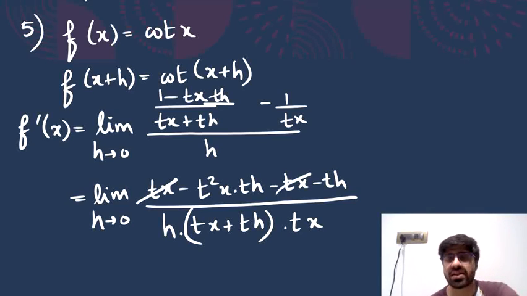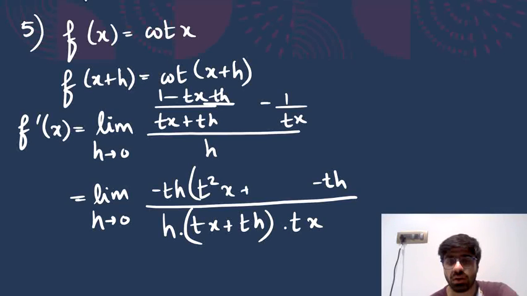Tan x minus tan x gets cancelled. In the numerator, you can pull out a minus tan h common. And we have tan square x plus 1, which is left over inside the bracket. Now tan square x plus 1 can be written as sec square x.